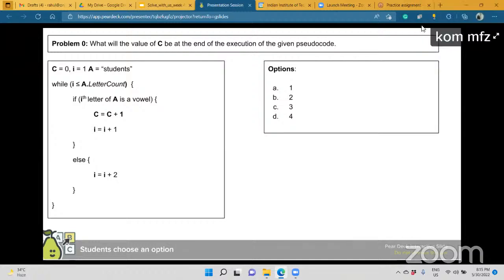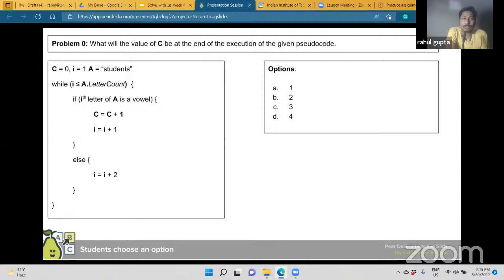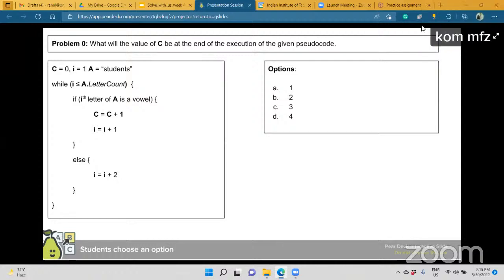Yes, it is not a vowel. Which part would you execute? Is, and then it will be executed. That is the trick: I equal to I plus 2.